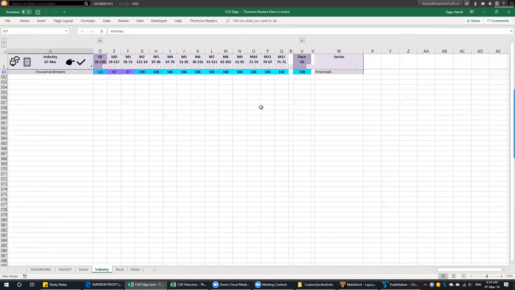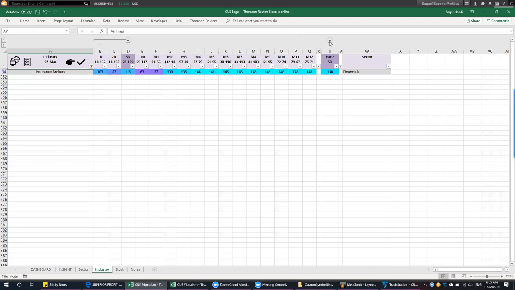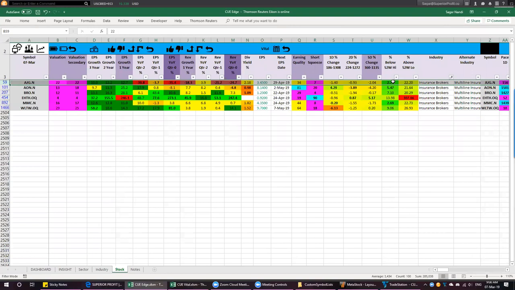What about the industry? Insurance brokers. Over 5 days, it is strong. What about if I expand the days, I can see there is a possibility of deceleration. If I go back to the stock panel, where is it now? Just 2.7% above 52-week high. In fact, all these stocks are pretty close to 52-week high.